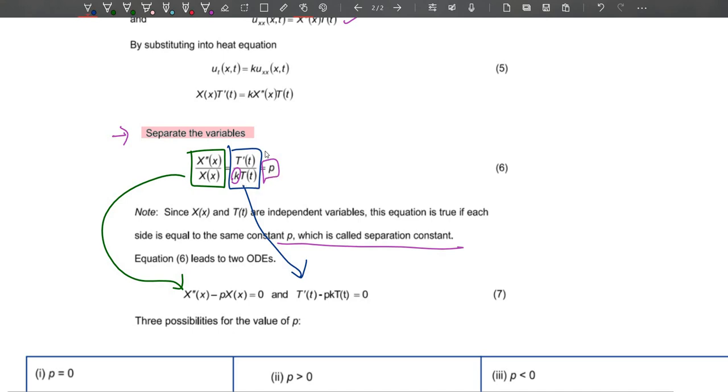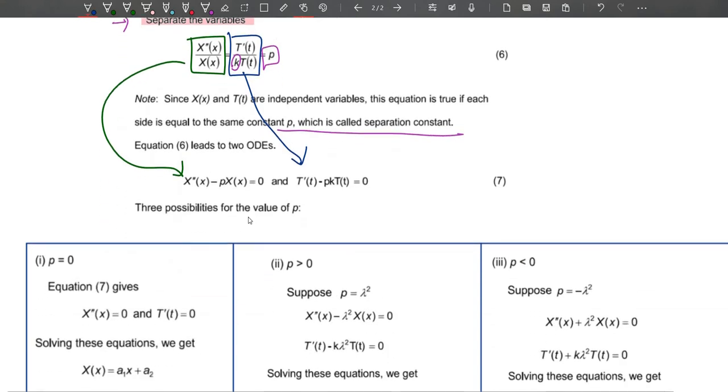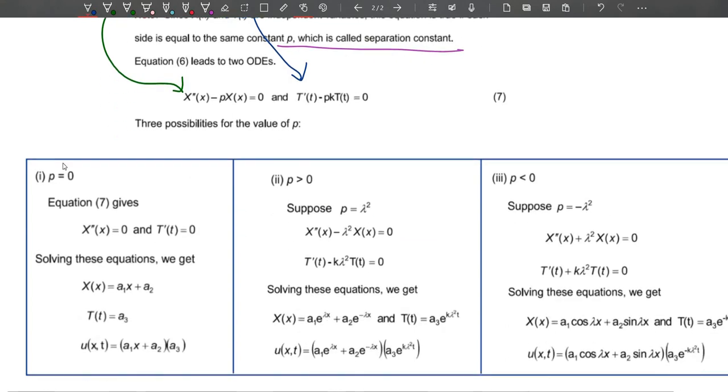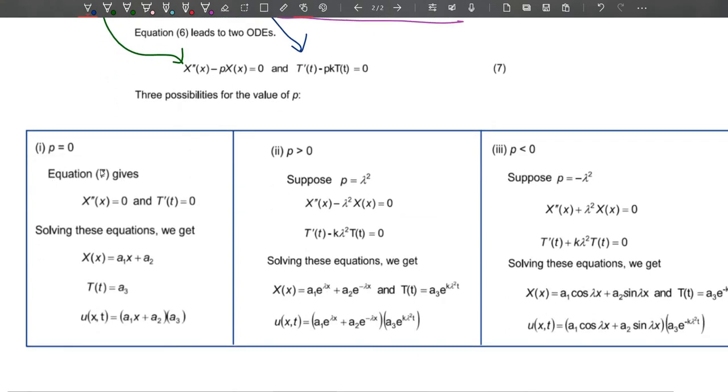Okay, and there are three possibilities for the value of p. First, p equal to 0. When p equal to 0, we will have this equation, right? So that means X''(x) equal to 0 and T'(t) equal to 0. And solving these equations, we will get X(x) equal to a1 x plus a2 and T(t) equal to a3.